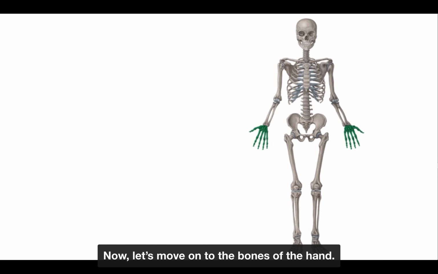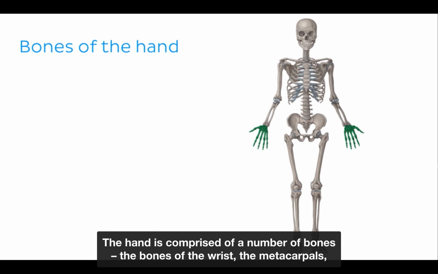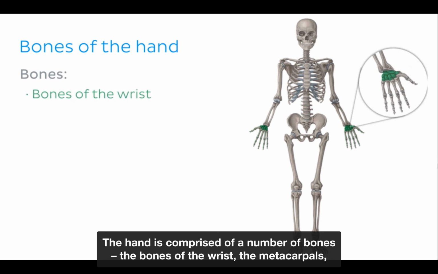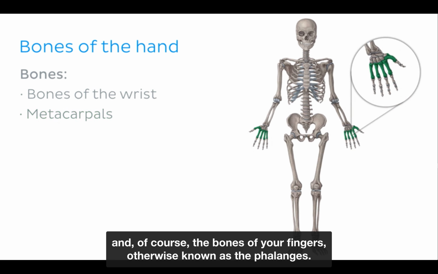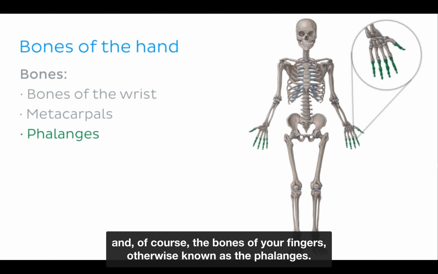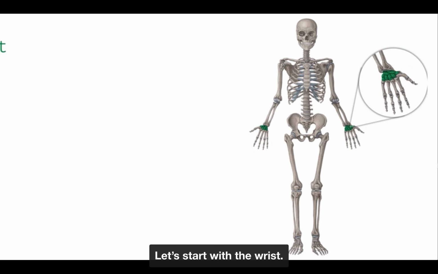Now let's move on to the bones of the hand. The hand is comprised of a number of bones: the bones of the wrist, the metacarpals, and of course the bones of your fingers, otherwise known as the phalanges. Let's start with the wrist.